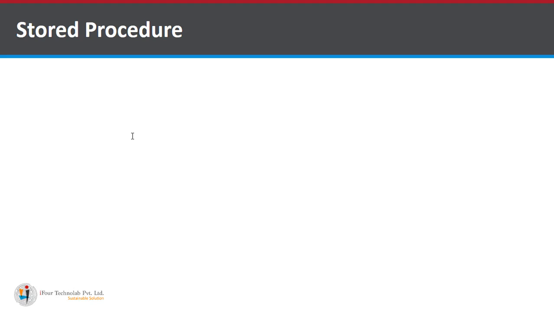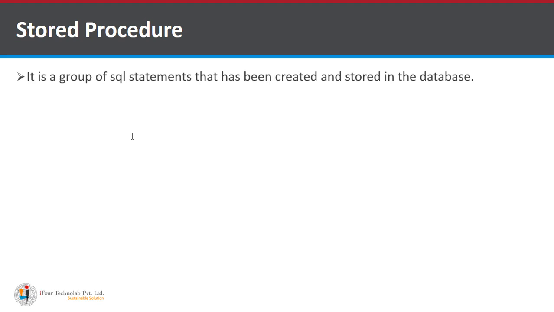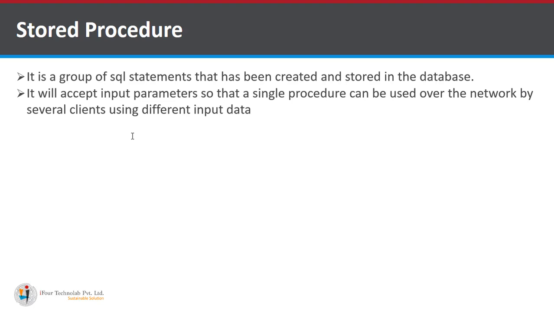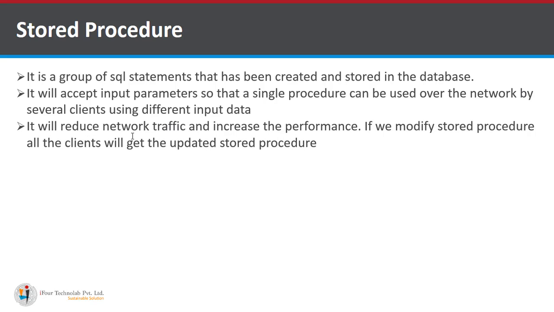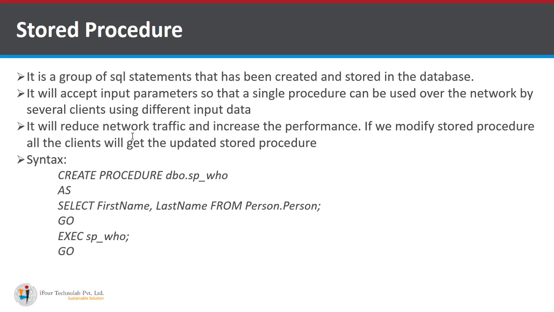Now we have stored procedures. It is a group of SQL statements executed all together within one body. A SQL stored procedure is a group of SQL statements that has been created and stored in the database. It will accept input parameters so that a single procedure can be used over the network by several clients using different input data. It will reduce network traffic and increase performance. If we modify a stored procedure, all the clients will get the updated stored procedure. Here is the simple syntax for creating a stored procedure. You just write create procedure, the name of your procedure, as, your select statement or whatever you want to do, go. Execute your stored procedure and go. It will just execute your stored procedure.